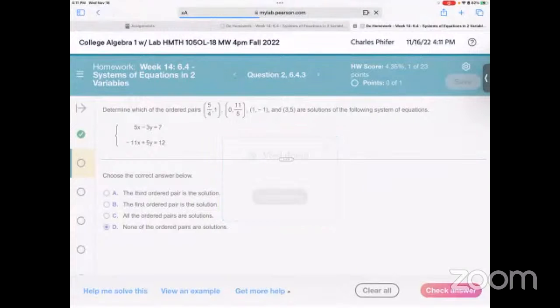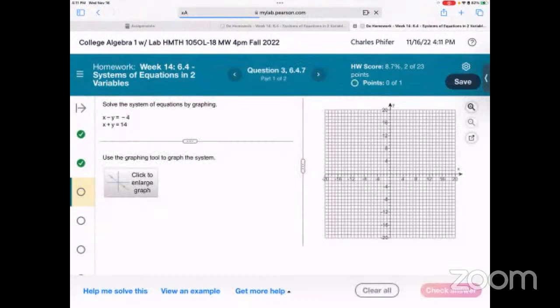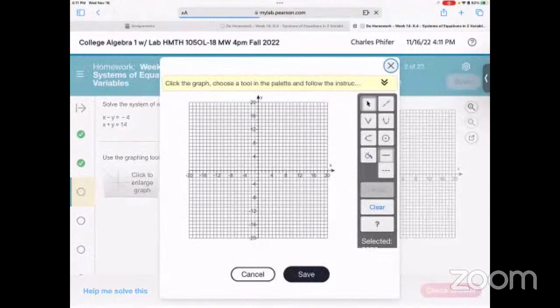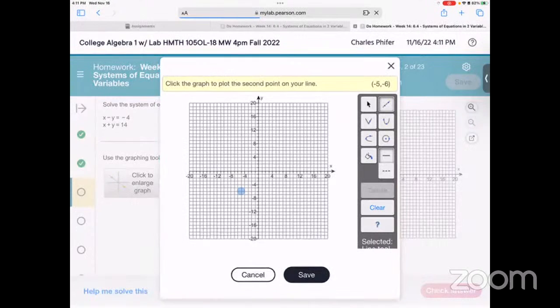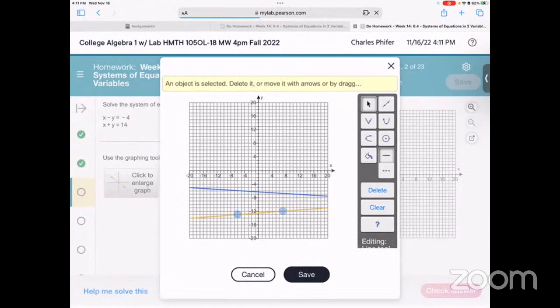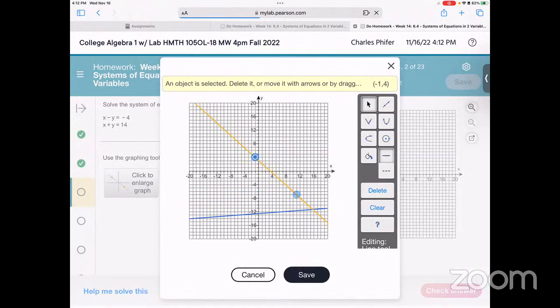Solve the system by graphing. If I click on the graphing tool and look at the two equations, the highest exponent on any variable is 1, so both of these equations are lines. I'm just going to plot two lines and drag them to the right position. From the first equation, if we solve for y, we get y equals x plus 4. That plus 4 tells us the y-intercept is 4, and the slope is 1, so the second point is going to be 1, 5.